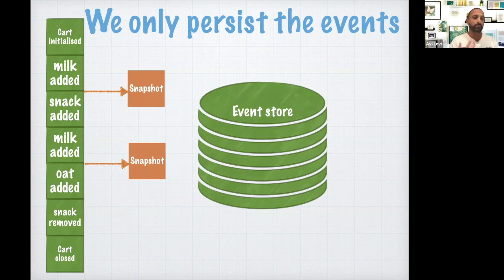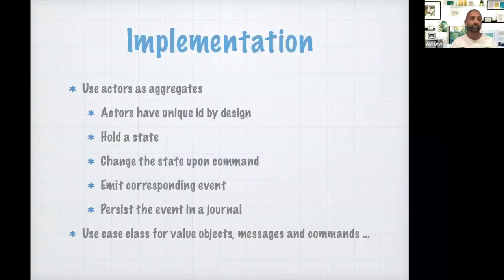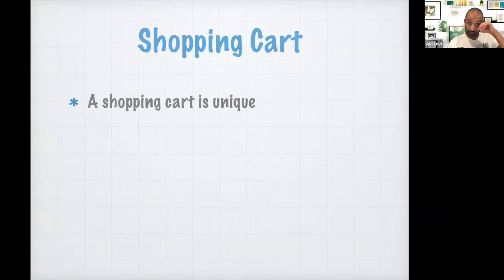This way, we get two things. First of all, we don't lose information. We can run some analysis of all the user actions and get insights. So what I like to do is usually start with the aggregates, because they're identified by an ID, and we can model the application using them. I do recommend using actors as the aggregates. They have a unique ID and they hold the state and everything. For example, in our example, a shopping cart is unique. It can be the aggregate.